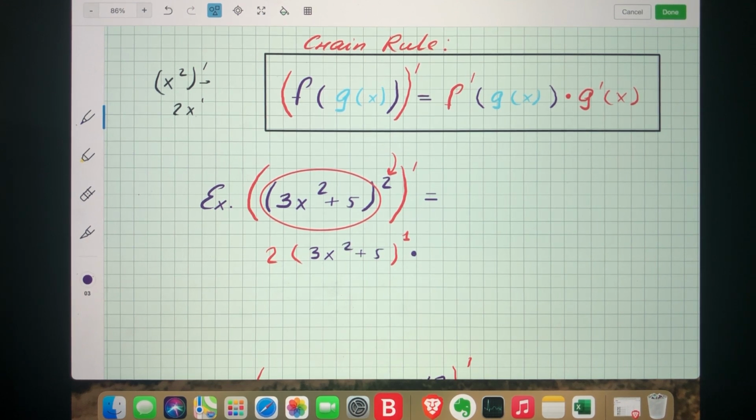Now multiply by the derivative of the inside function, and the inside function is this g function, which is 3x squared plus 5. So we also multiply by the derivative of 3x squared plus 5, which of course is just 6x, because the derivative of 5 is 0. And so our answer would be 2 times 3x squared plus 5, and then times 6x.